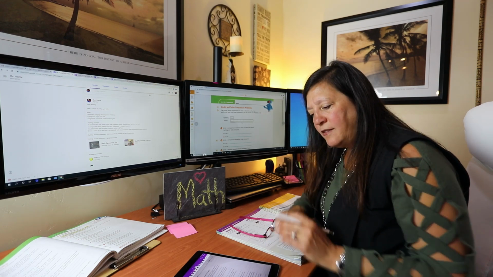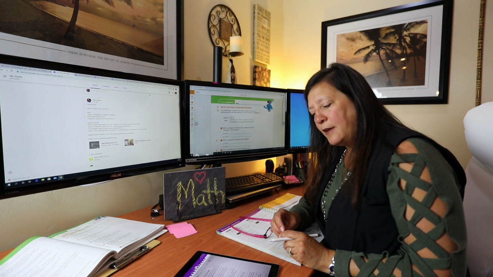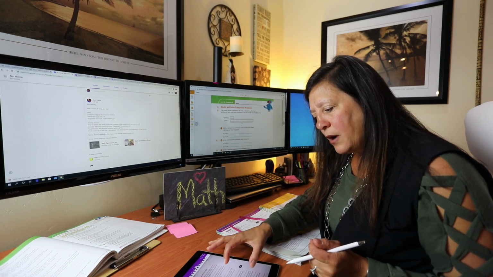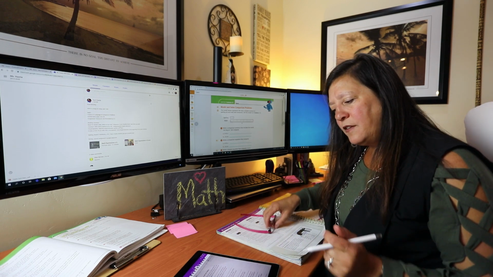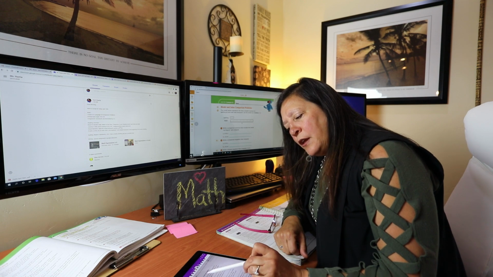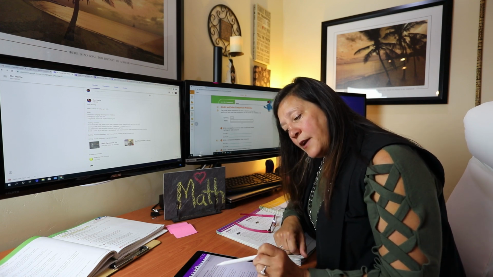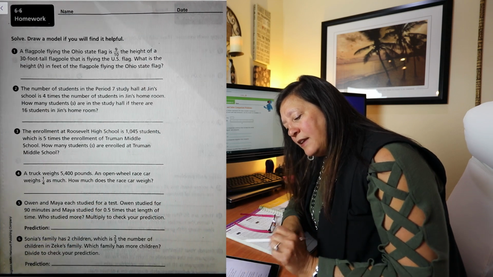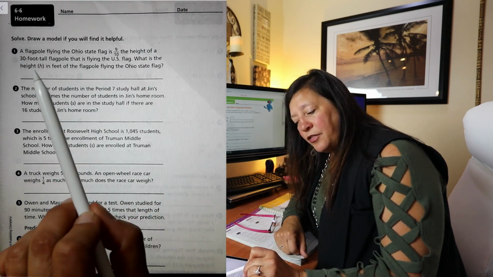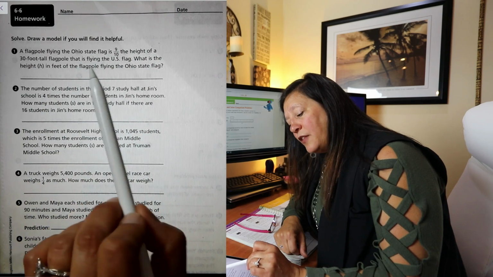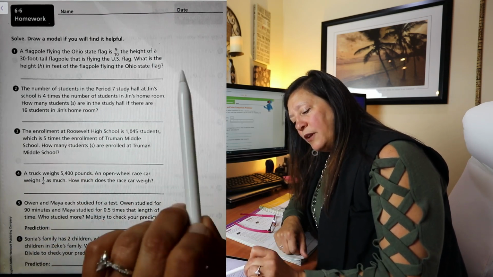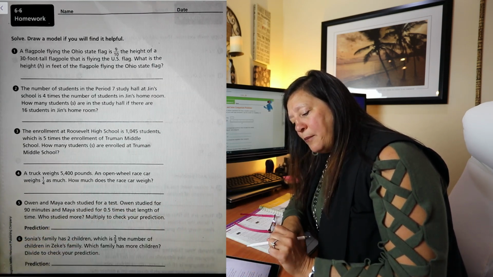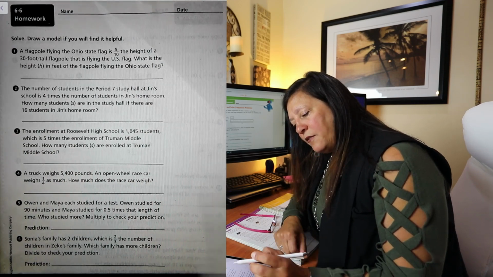Let's go ahead and look at 6-6 homework side and remembering. Let's read through our story problems for 6-6 homework. And we'll draw a model if helpful, okay? Number 1, a flagpole flying the Ohio State flag is 9/10 the height of a 30-foot tall flagpole that is flying the U.S. flag. What is the height in feet of the flagpole flying the Ohio State flag?